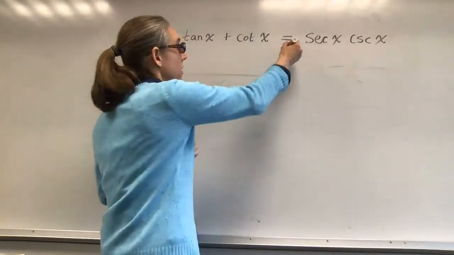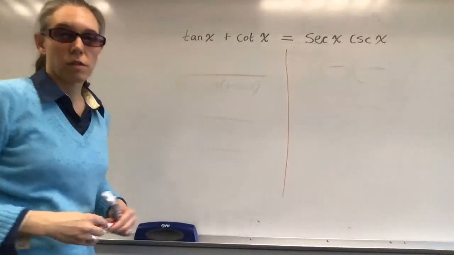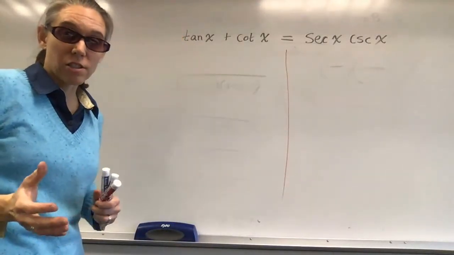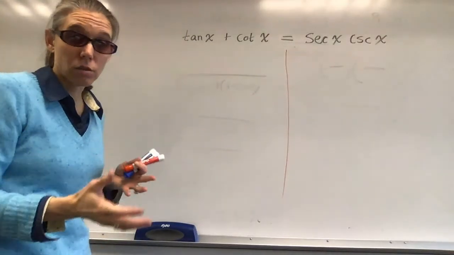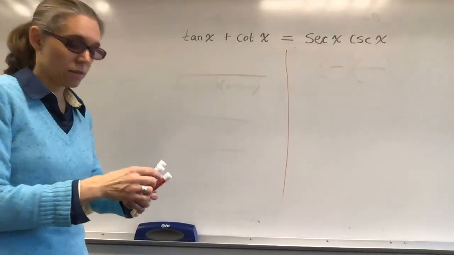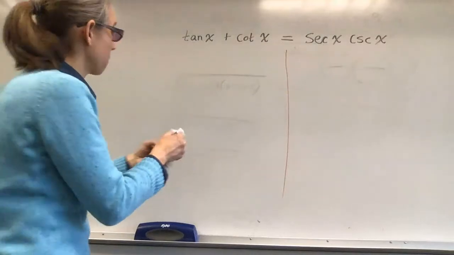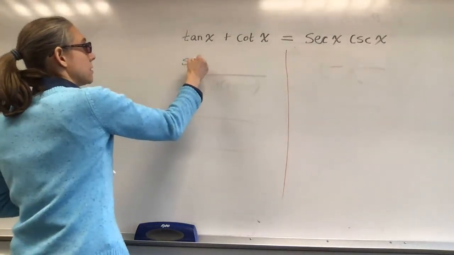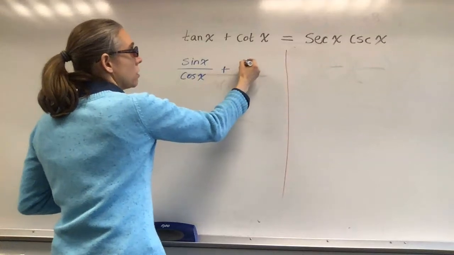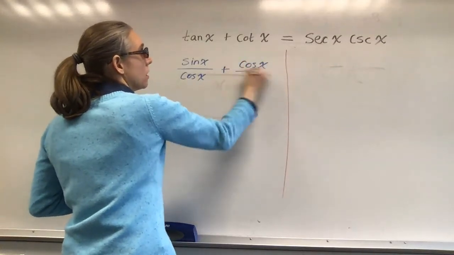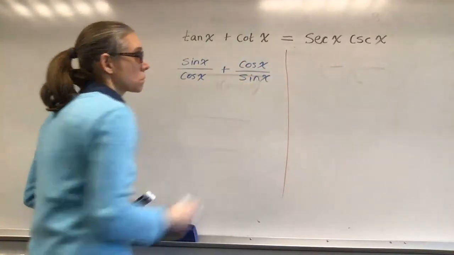First, I want to draw a line. And this is one of those problems where the recommendation to change everything into some sort of version of sine and cosine is the best advice. So let's rewrite tangent as sine x over cosine x. Rewrite cotangent as cosine over sine.